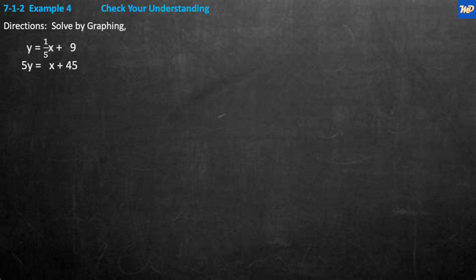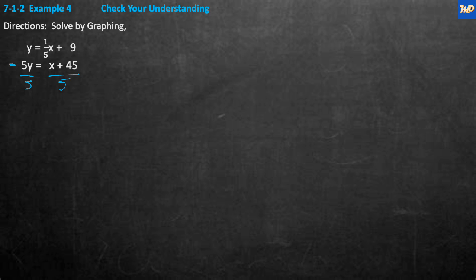Okay, check your understanding. Example 4. Solve by graphing. So we have our two equations, y equals 1/5 x plus 9 and 5y equals x plus 45. So first of all, let's go ahead and get these in a form that makes it easy to graph. We want to get the y by itself on the second equation, and I'm going to call that second equation the blue equation. So we're going to divide both sides by 5.